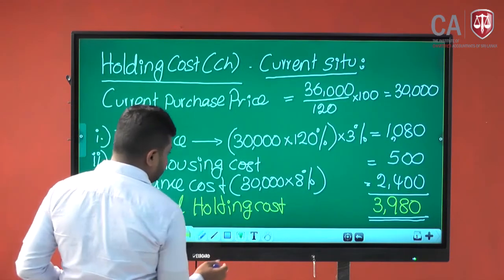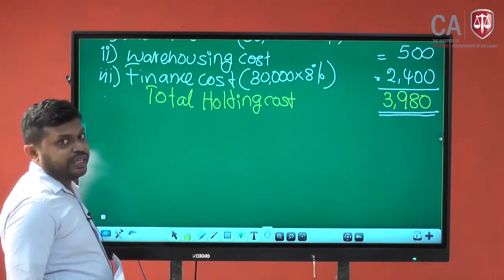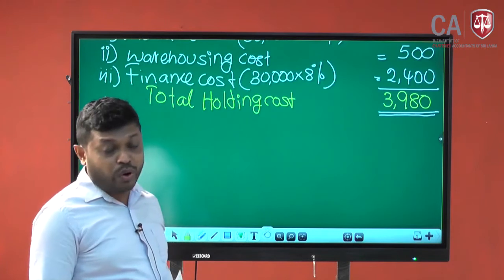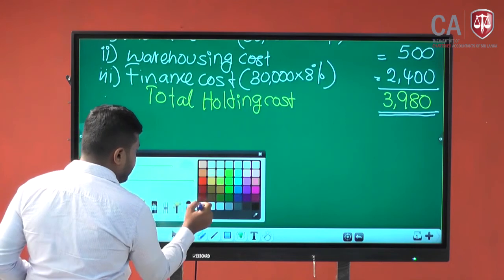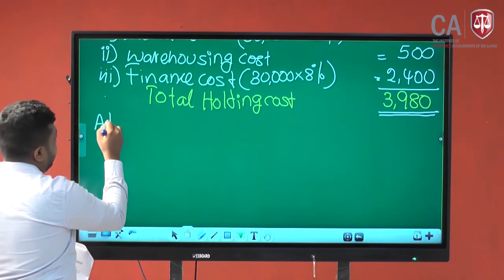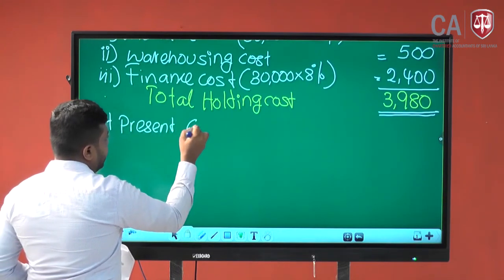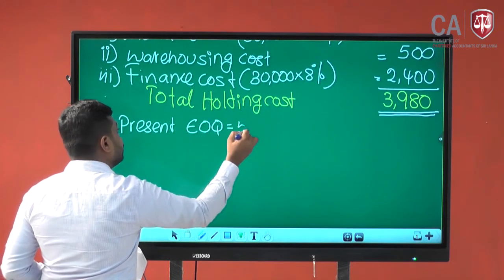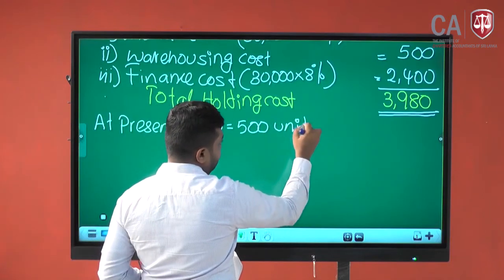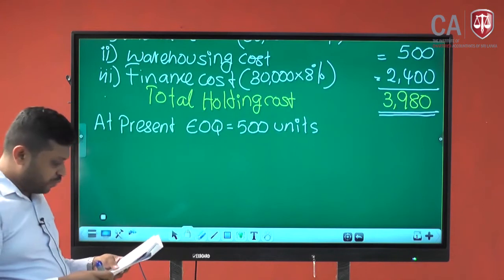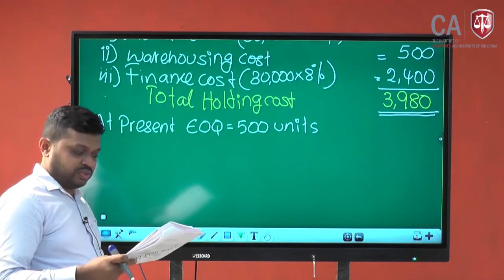Now you need to find out the ordering cost, because it is not given. When you apply the economic order quantity formula, you need to know the ordering cost. At present, for last year, EOQ equals 500 units. EOQ equals 500 units. Clear?